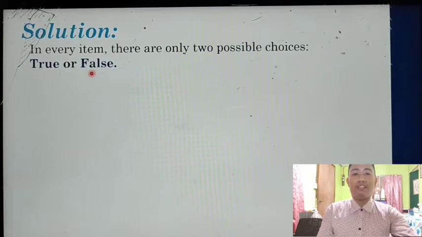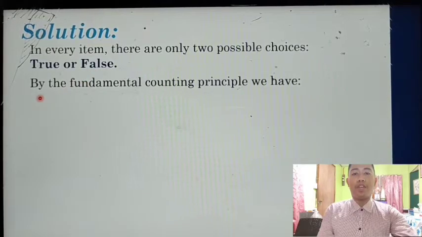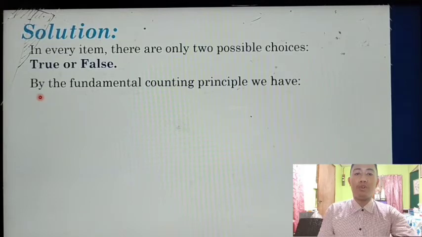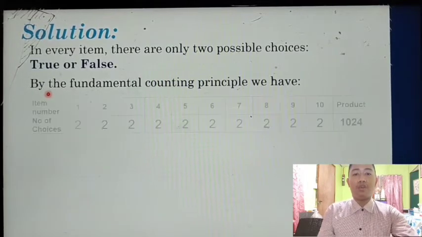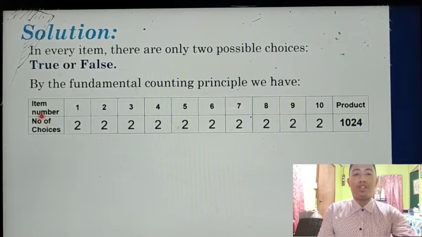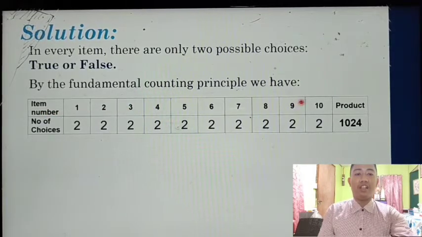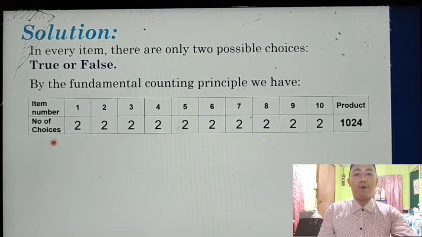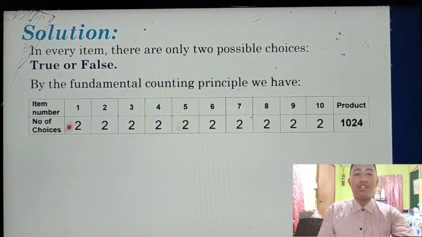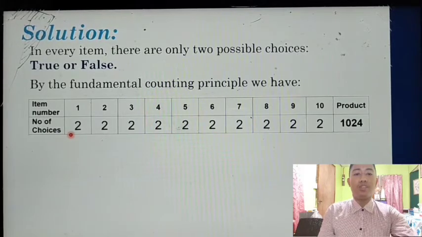We take note, my dear friends and students, that every item number could be answered with true or false. So by the fundamental counting principle, we use a table, with the row being the item number: item number 1, number 2, number 3, until you reach number 10. Suppose you will be answering item number 1, the possible choices are true or false. So we are using 2 choices on the first item number.